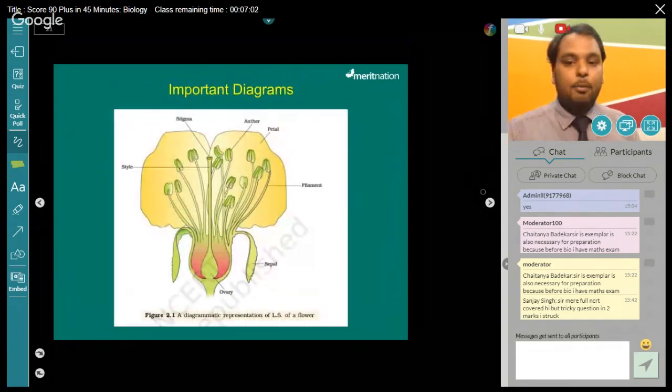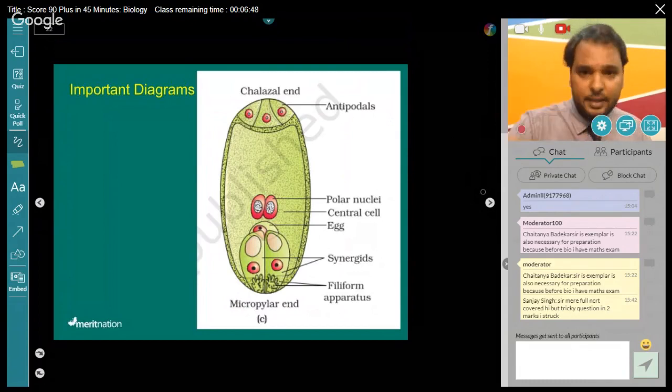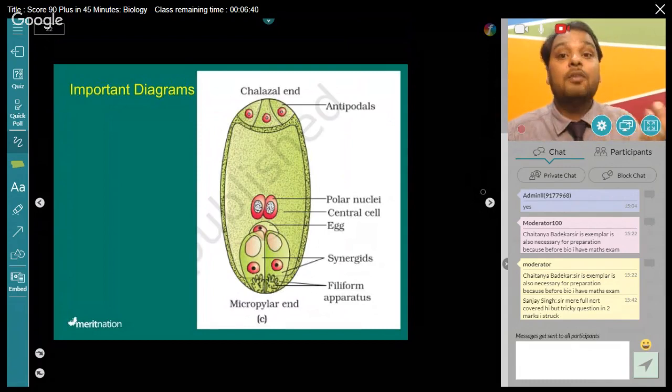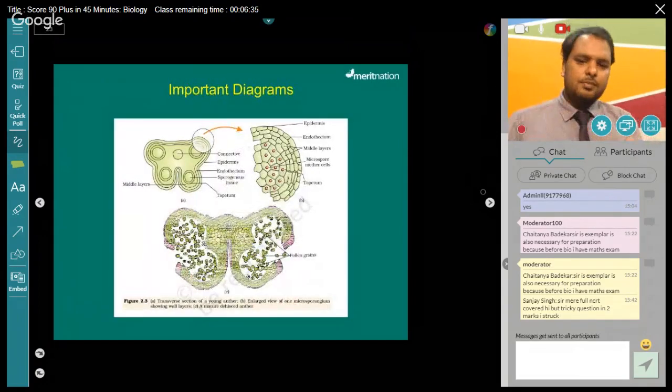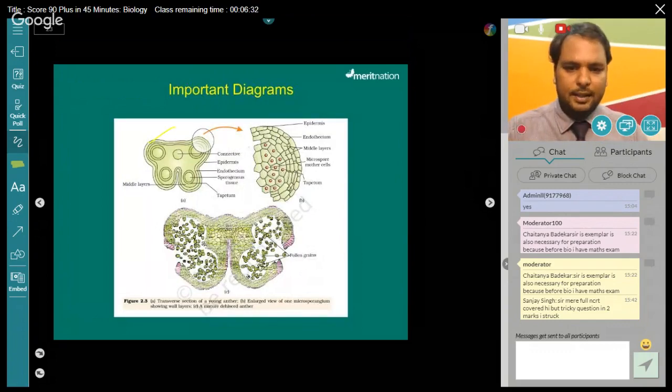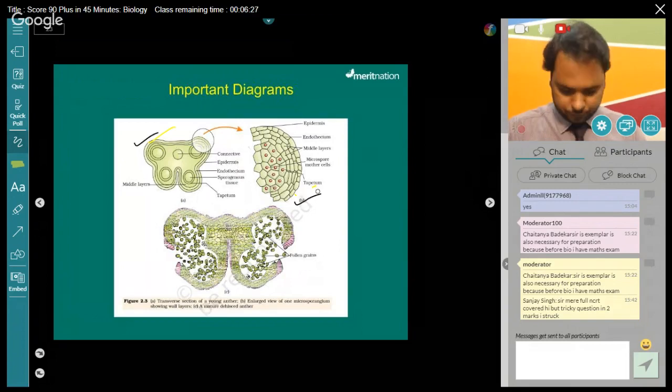Then important diagrams. For example, this is the diagram of a flower that is given in NCERT. You can draw that. Then this is another diagram of the ovule. Simple diagram, you can draw it. Labelings are important, which is the chalazal end, which is the micropylar end, where the filiform apparatus is, where the antipodal cells are. Sometimes the question asks, what are the functions of the filiform apparatus? You should remember it. Any of the 3 diagrams you can actually remember. The most important are this one and this one because the labelings are there. So you can remember this one and this one, and you can let go of this one.